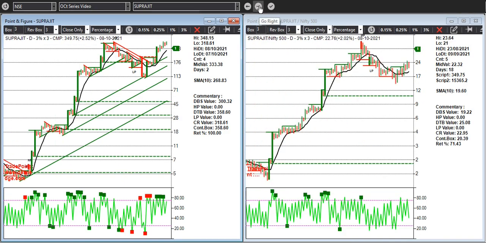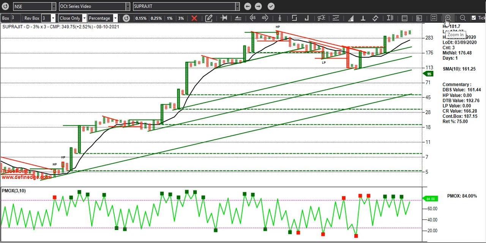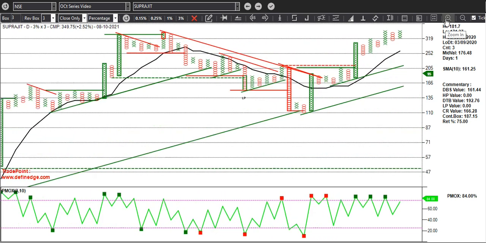Now let's go to the next chart. Suprajit, again, very nice chart. 45 degrees trend line breaking here. This was the resistance which broke here. PMOX turned bullish from forward zones. Then we have seen this anchor column, and then there is no stop loss that is getting triggered, right?